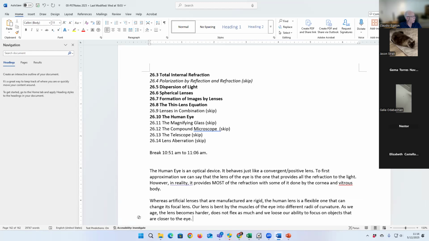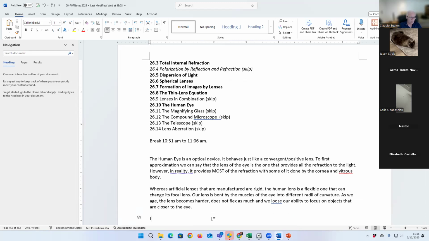So in short, regular lenses are rigid. However, the lens in the human eye is flexible.